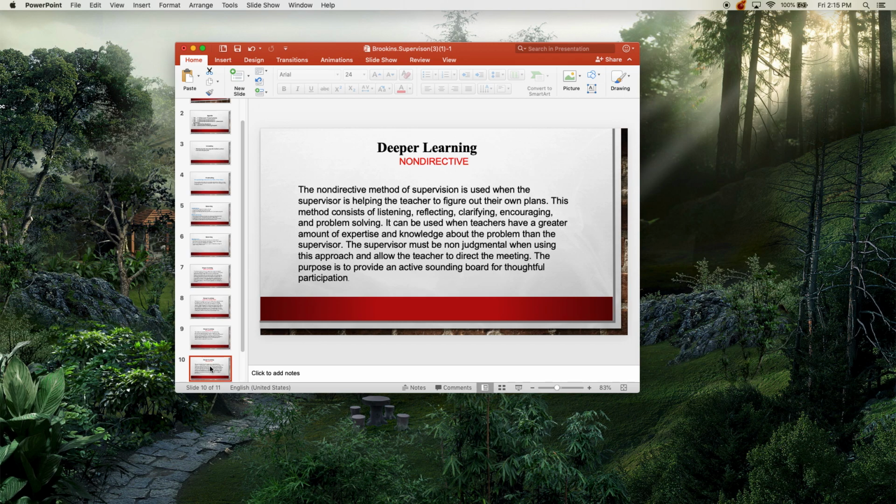The next is a non-directive approach, and this is probably the highest approach and approach that really reflects coaching. The non-directive method of supervision is used when the supervisor is helping the teacher figure out their own plans. So when you think about cognitive coaching, yeah, this is what this is. This method consists of listening, reflecting, clarifying, encouraging, and problem solving. It can be used when the teachers have a great amount of expertise and knowledge about a problem, and they may have more experience than me as a supervisor, and that is okay. I am very comfortable with that because once again, I am coaching them.